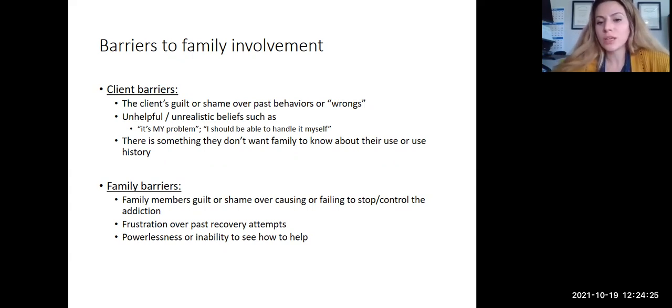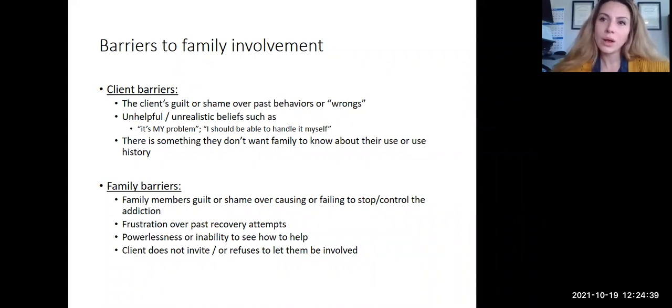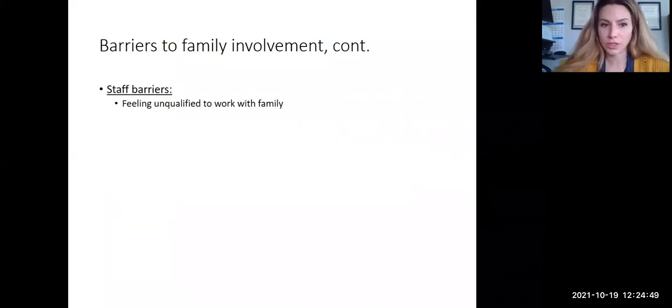And then family members themselves can have a lot of that frustration in having tried to help in the past, that feeling of powerlessness or inability to help, and then their own guilt or shame because they haven't been able to do anything up until now. But most of the time, in my personal experience, the main barrier for family is that they just haven't been invited, that we haven't reached out to try and engage them.